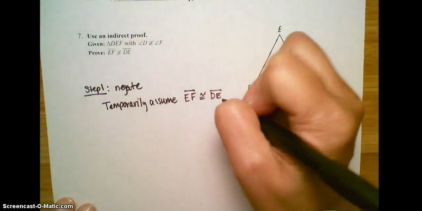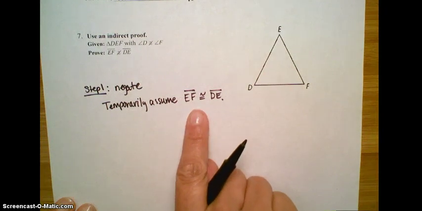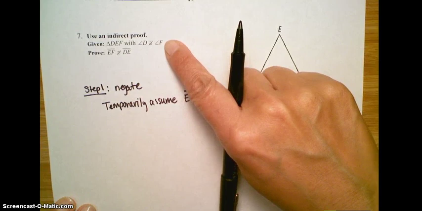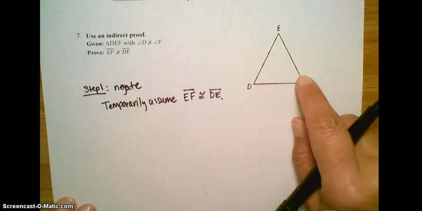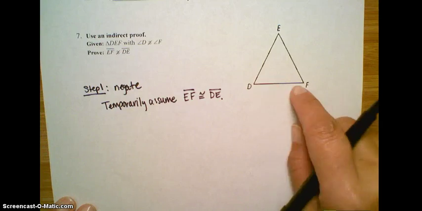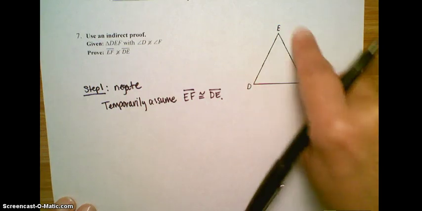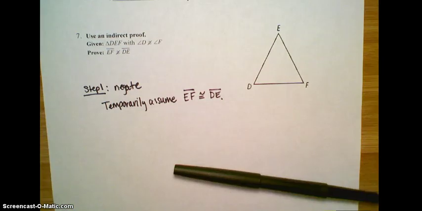And then, as we say, follow that statement. If that statement is what we're assuming, now I'm going to go back to my givens. My givens say triangle DEF has angle D not equal to angle F. If these two angles are not equal, then what must be true about this triangle? So with that in mind, go ahead and try 7 on your own and stay classy.